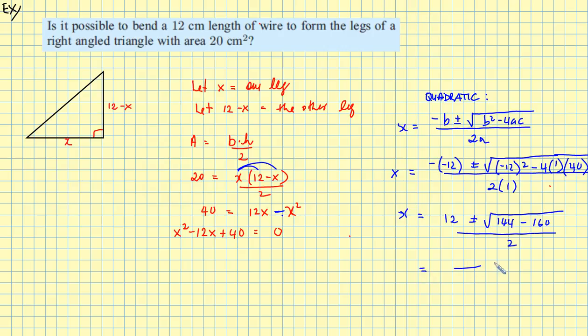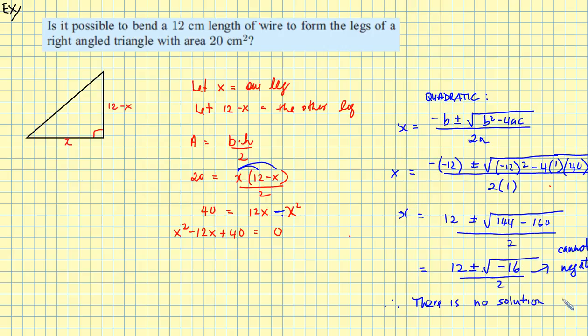I can actually really stop my problem right here, because I'm going to get a negative answer under that square root sign. So that 160 take away 144 will give me 16. So it's negative 16, all divided by 2. I cannot have a negative under the square root, and therefore my answer to this problem is going to have to be simply, it is not possible. There is no solution.